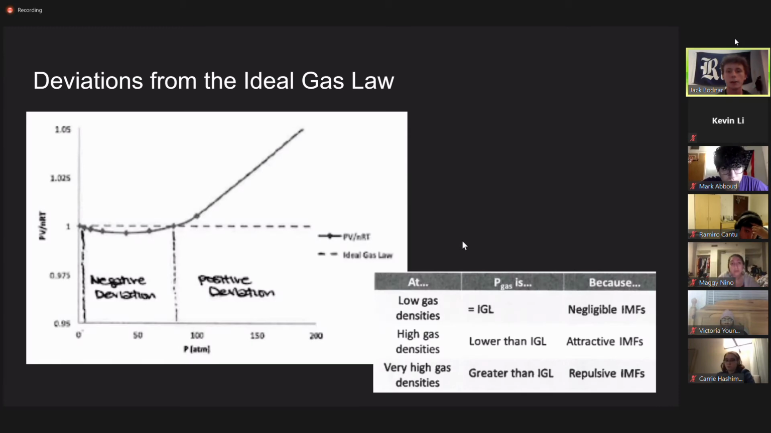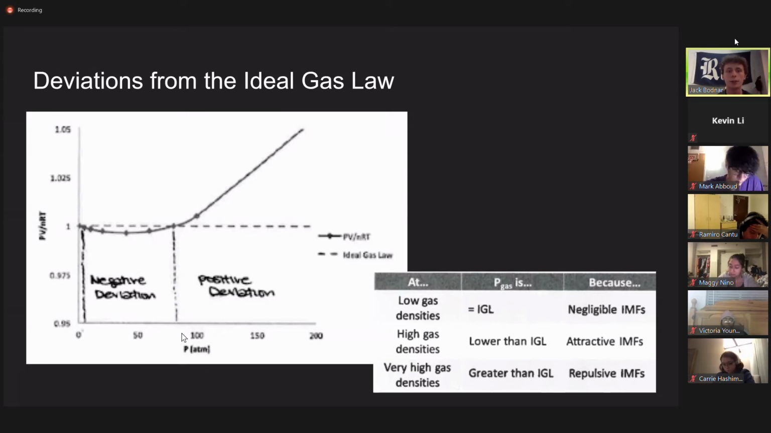And then we also talked about deviations from the ideal gas law. So remember that at relatively low pressures or gas densities or particle densities, we see that most molecules follow the ideal gas law. But as we start increasing the pressure or the particle density, we get these negative deviations in this curve here. And that's due to our attractive intermolecular forces.